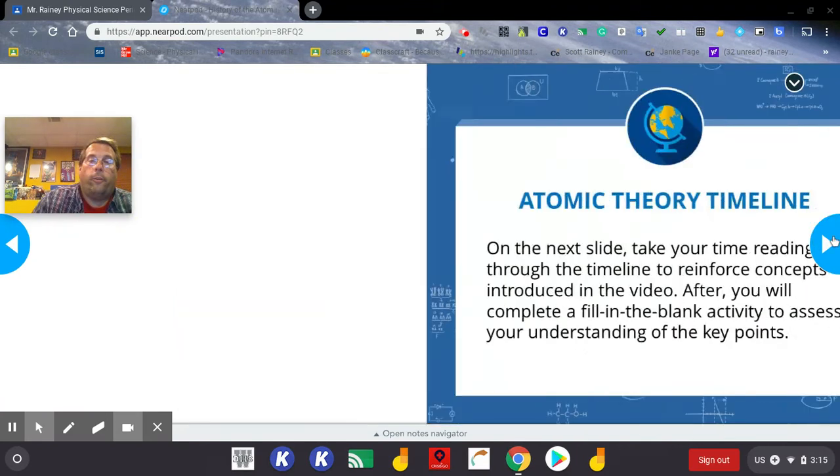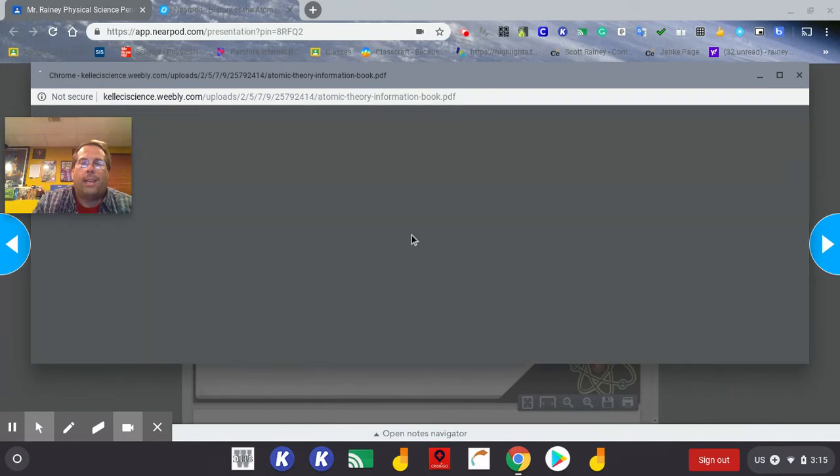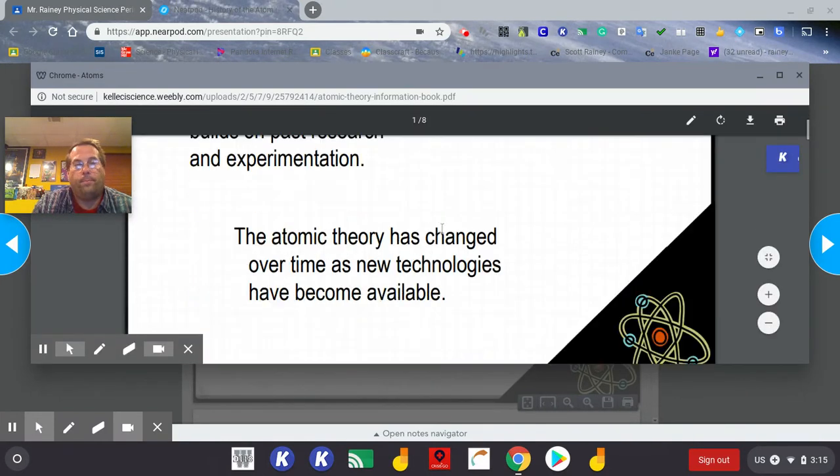Okay, so let's learn a few more. Atomic theory timeline. Pardon me. So I'm going to go through. It opens up this tab. I don't like the way it's opened, but I didn't create this. I just kind of stole it, so I wouldn't have done this.